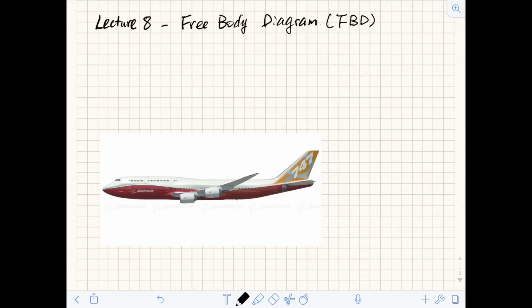In this video, we're going to start talking about free body diagrams. A free body diagram is a picture containing the body and all the external forces acting on the body.